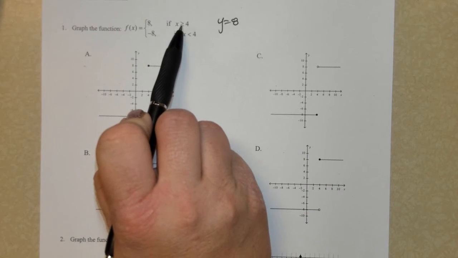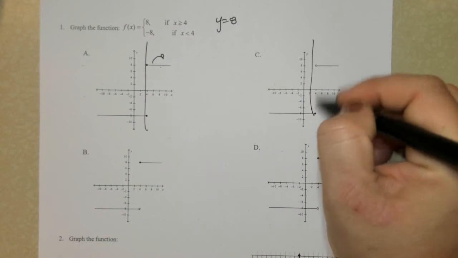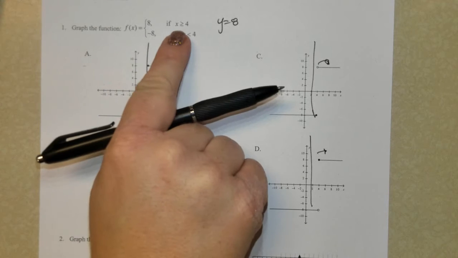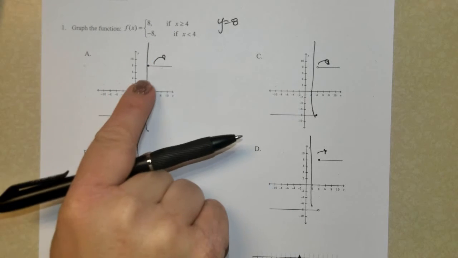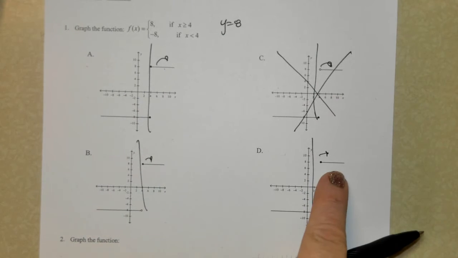And I want to go only to the right of 4. So here's 4. Okay, that's good. Here's 4. That's good. Here's 4. That's good. Okay, so they all go to the right. I want it to be a closed dot. When it goes to a closed dot, that's good. This is not. Eliminate. These are good.